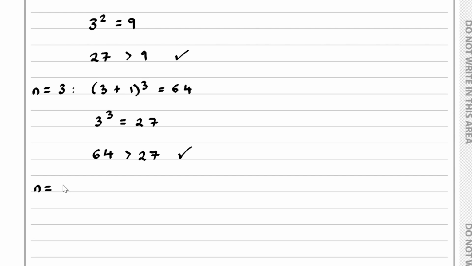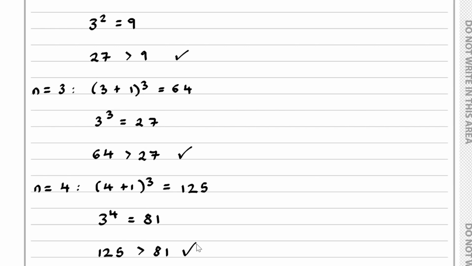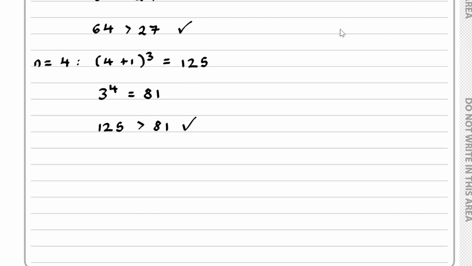And finally, when n is 4, we've got 4 plus 1 cubed, which is 125. And then we've got 3 to the power of 4, which is 81. 125 is greater than 81. The statement is true in this case. So what can we conclude? Well, we can conclude then, if n is less than or equal to 4 and n is a natural number, then n plus 1 all cubed is greater than 3 to the power of n.